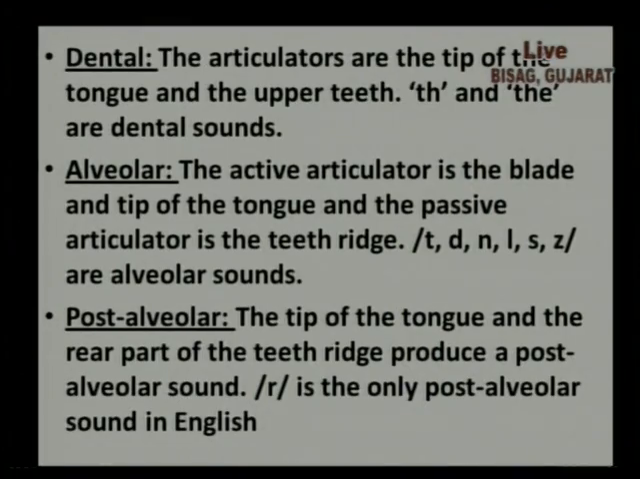The next place of articulation is post-alveolar sound. In the post-alveolar sound, you have the tip of the tongue and the rear part of the teeth ridge, which produce a post-alveolar sound. Pranay has already explained what a teeth ridge is. I think a teeth ridge is real hard as well. So, when you put your tongue up above, you know that is the teeth ridge. In English, there are not many post-alveolar sounds. In fact, I will say it is only r, only one sound, which is known as a post-alveolar sound.